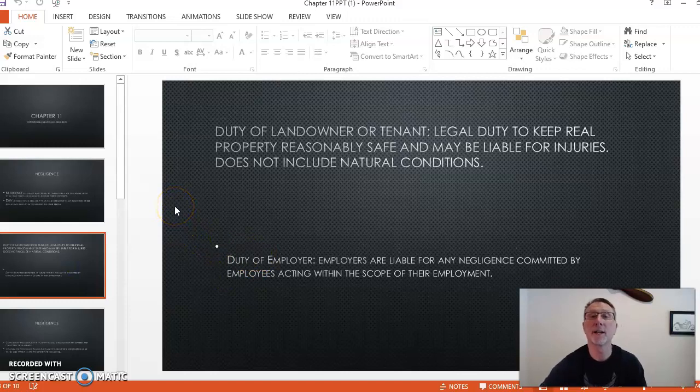So when we talk about landowner and tenant, there's a duty of landowner or tenant. We have a legal duty to keep real property, that's real physical property, reasonably safe. And if not, we are liable for injuries. So that's injuries that can occur to an employee or to a customer. I said in the very beginning of the course, if you remember back in January, before all the craziness happened, I told you guys that there are really two groups of people that will take legal action against us. It's either the employees or it's the customers.